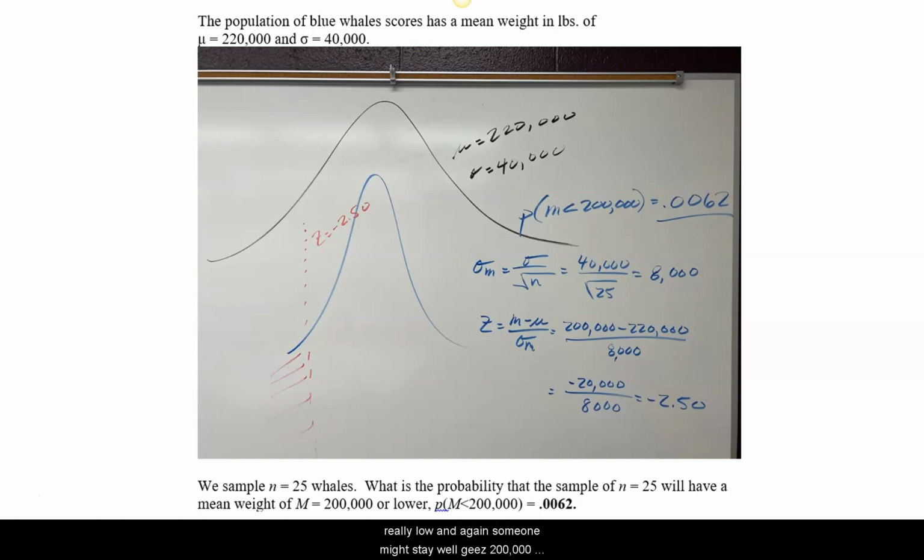And again, someone might say, well, geez, 200,000 looks like it's in the neighborhood of 220,000. But again, bear in mind, you're talking about means of 25 whales, not individual whales. And that makes all the difference in the world. And as you can see, that's a terribly low chance that the mean of a sample would be lower than 220,000, less than 1%.